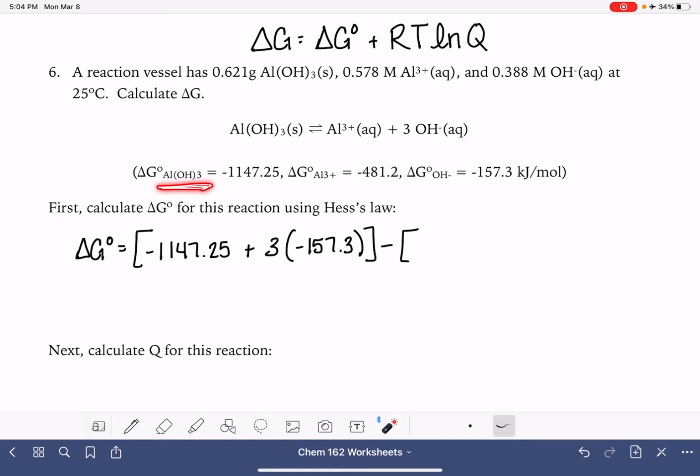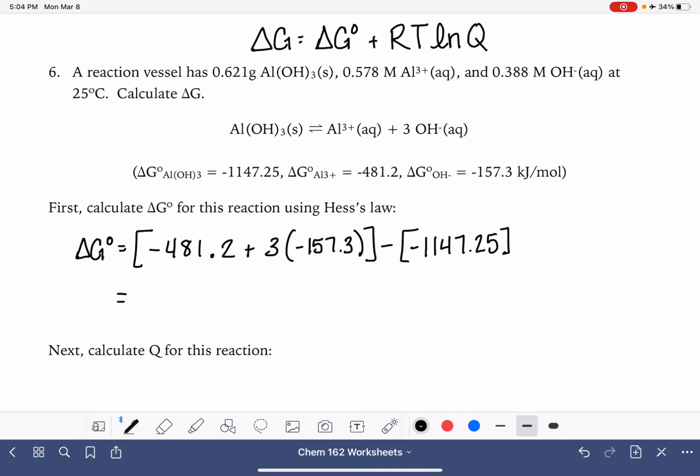Oh, it looks like I plugged the wrong one in. Back up. I plugged in the wrong value. Al3 plus delta G is negative 481.2. Okay, and now our delta G for our only reactant, that's the negative 1147.25.